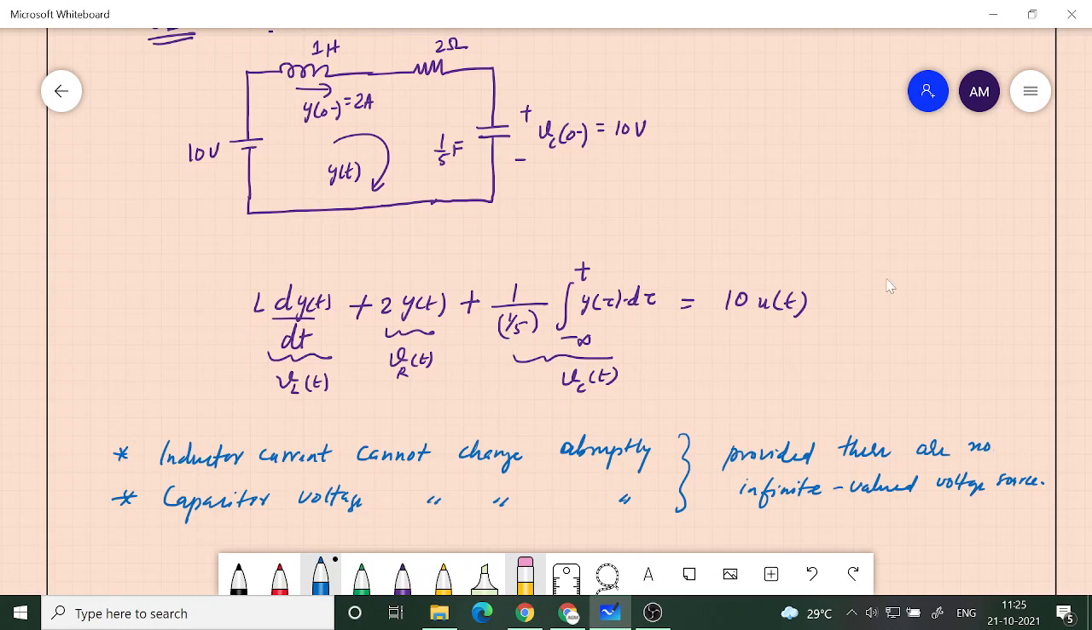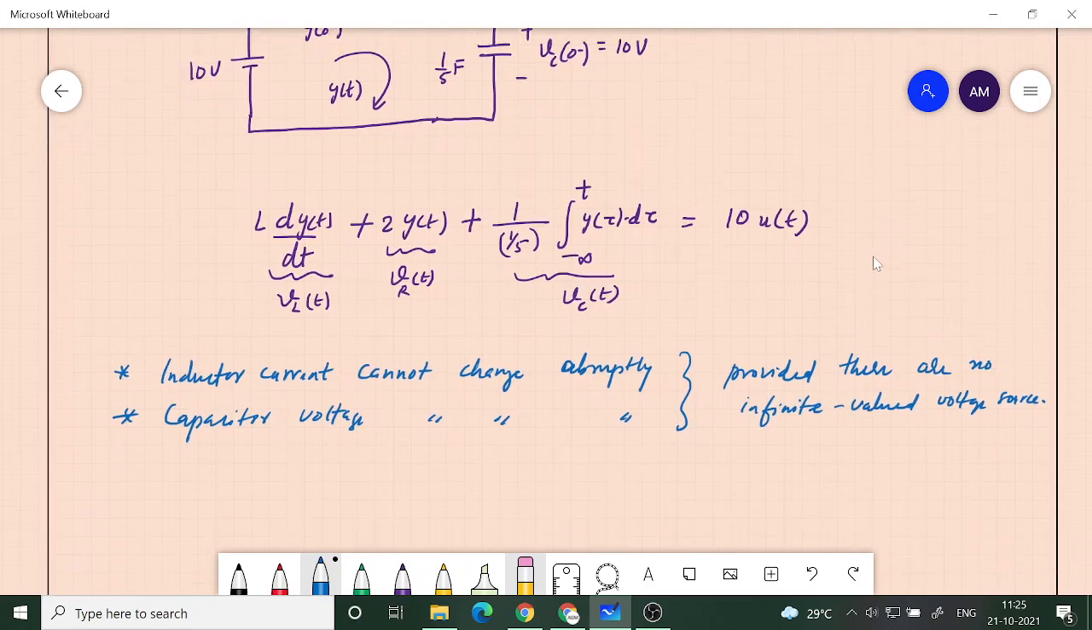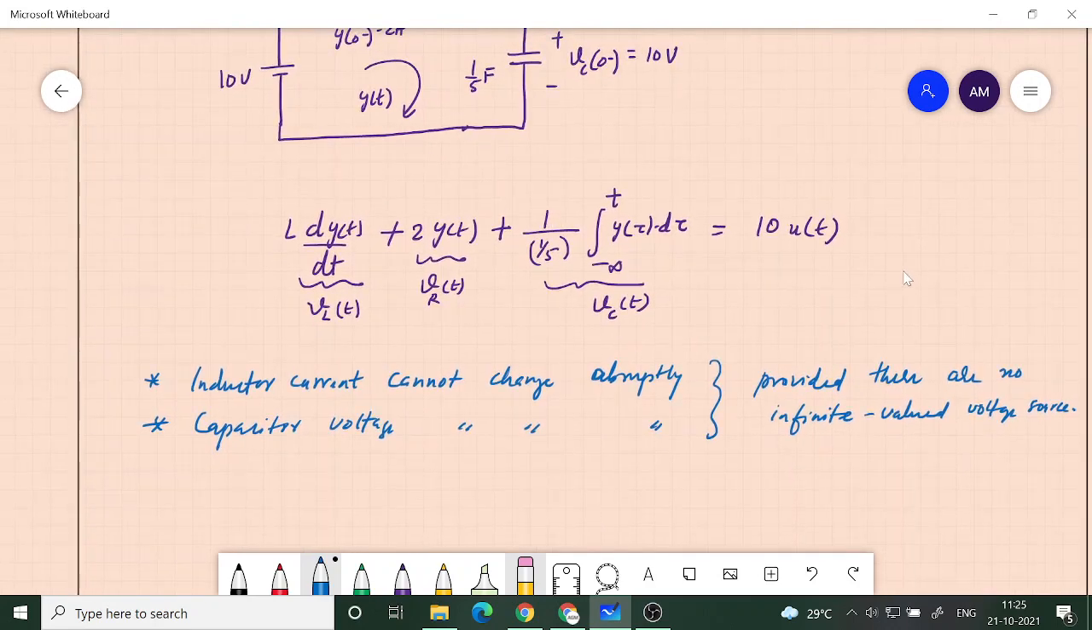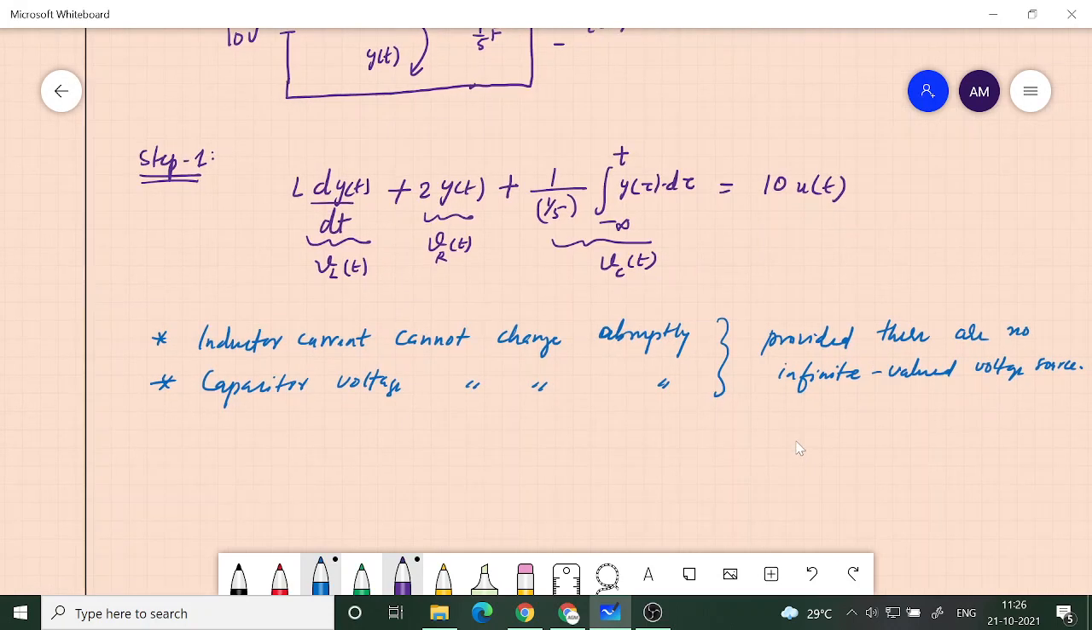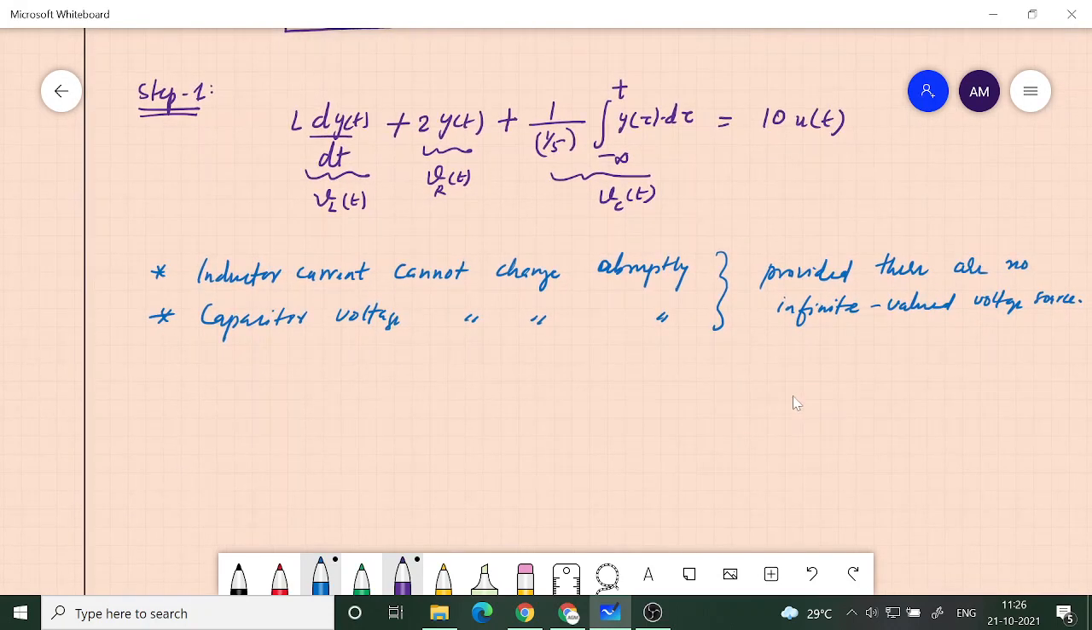Now what we have to do is take the Laplace transform. So step 1 was this. Write the differential equation. We had one additional step compared to our previous problem, where it was given to us. Now step 2, taking the unilateral Laplace transform on both sides.